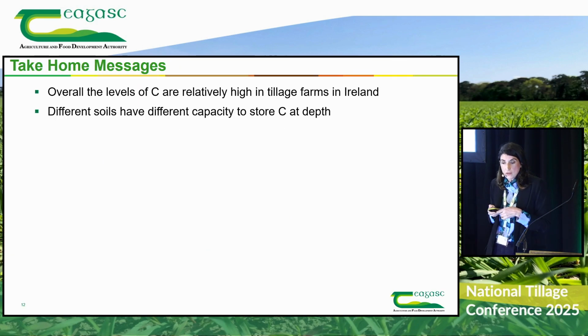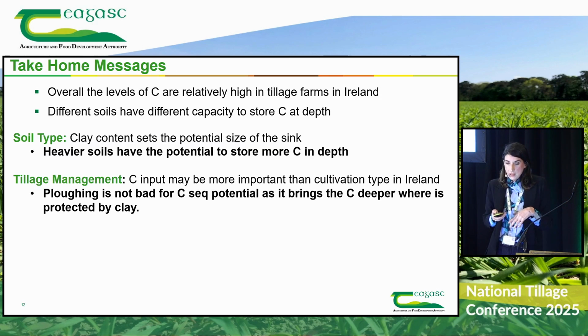Take-home messages: overall, the level of carbon is relatively high in tillage farms in Ireland. Different soils have different capacity to store carbon at depth. The soil type is important, but particularly the clay. The clay sets the potential size of the sink, with the heavier soil having the potential to store more carbon in depth.